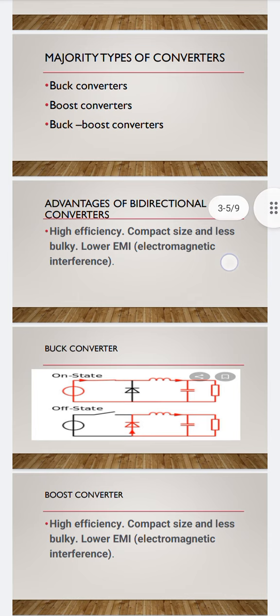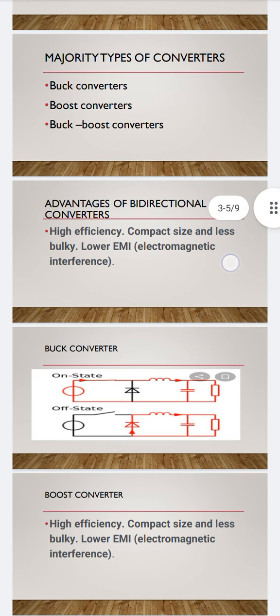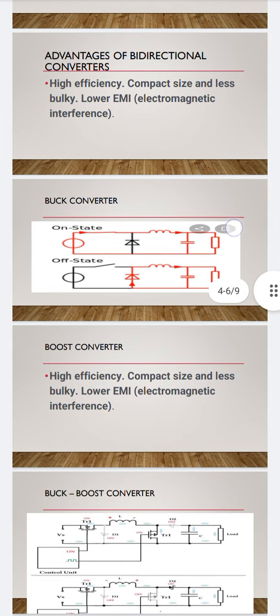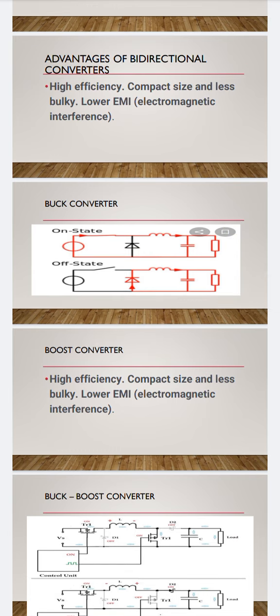Here we see in a buck converter it is placed in parallel. When the chopper is on, it short circuits and the output voltage is equal to the input voltage. When the chopper is off, the output voltage is not equal to the input voltage.